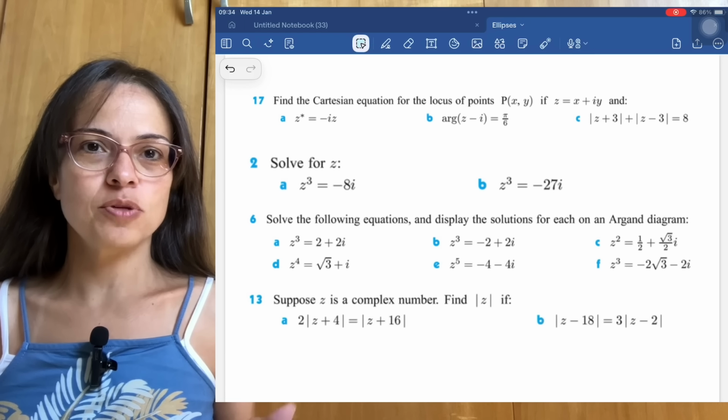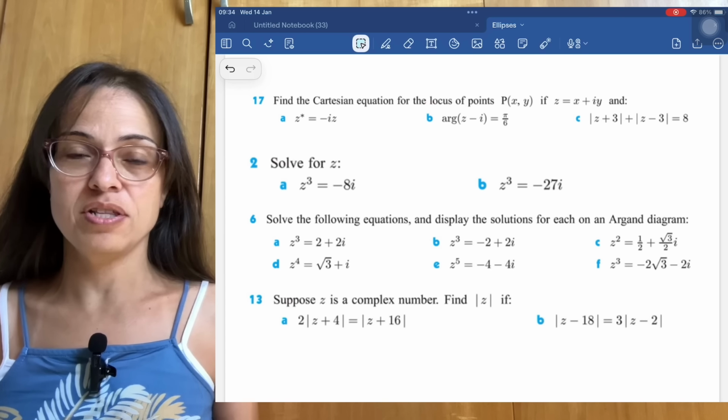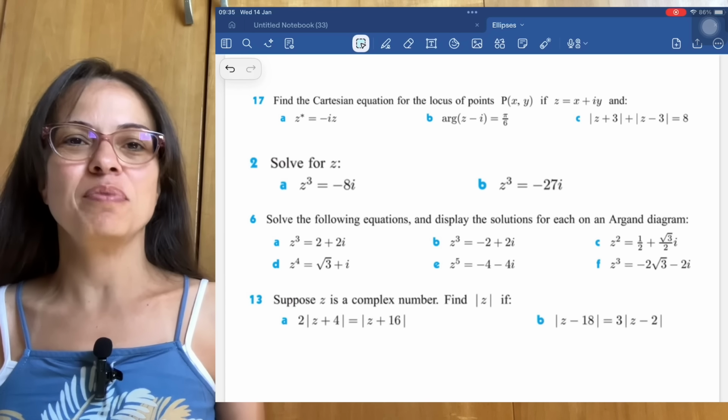These are the exercises that we're going to solve in this video, so if you want to try them first, just pause now and solve them and then come back.